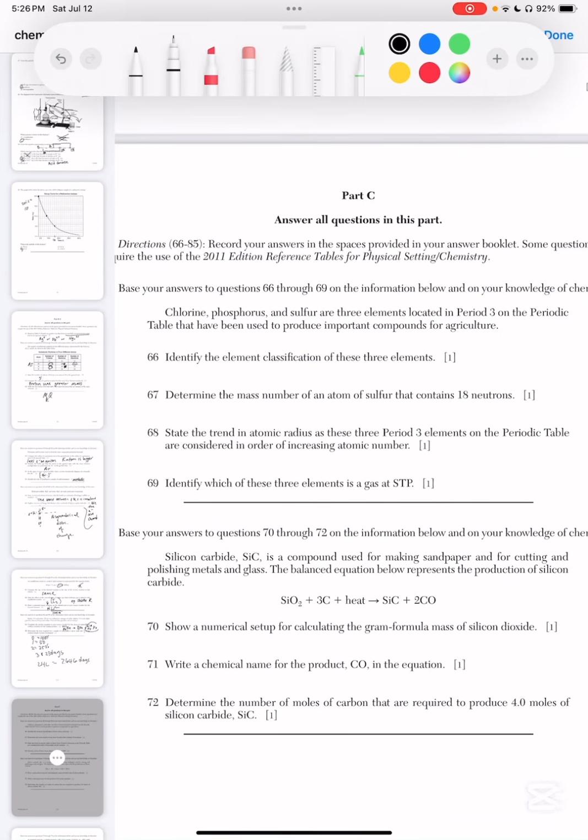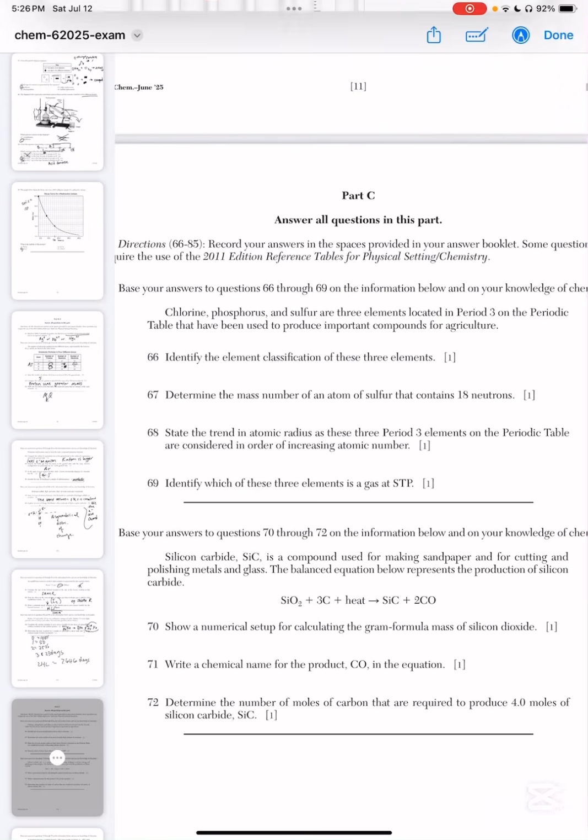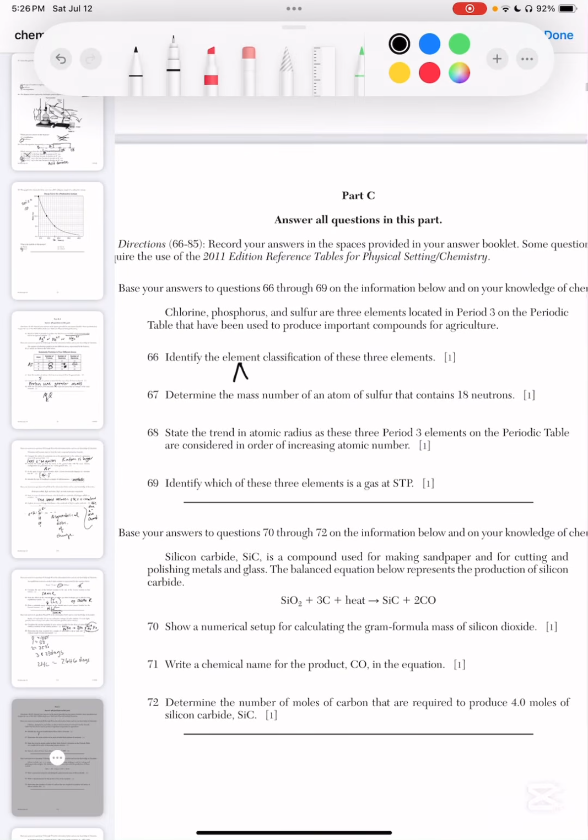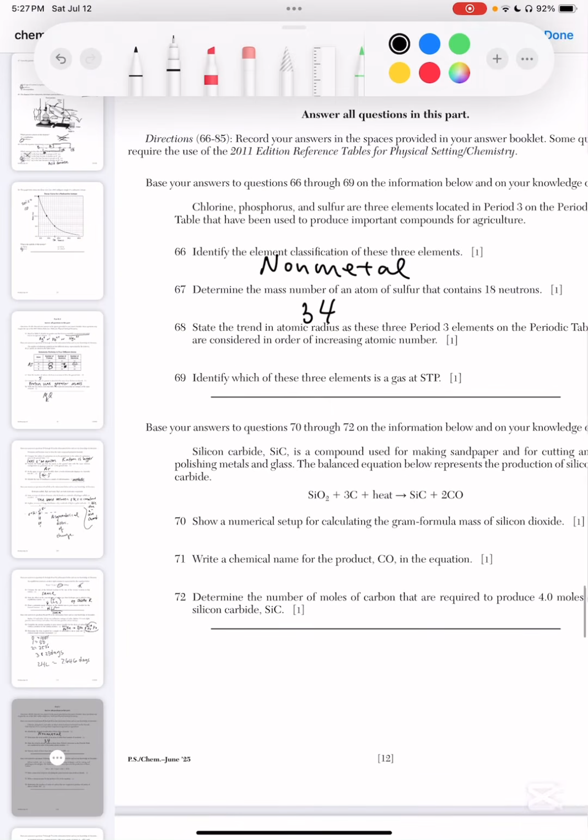Identify the element classification of these 3 elements: chlorine, phosphorus, and sulfur. They're all nonmetals because they're on the right side of the periodic table, and they're beyond the staircase, if you will. Determine the mass number of an atom of sulfur that contains 18 neutrons. So sulfur is element number 16? Yep, 16. 16 plus 18, that would be 34. That would be your mass number.